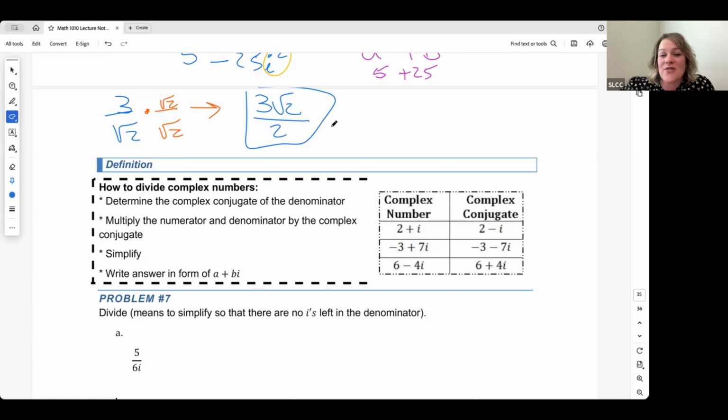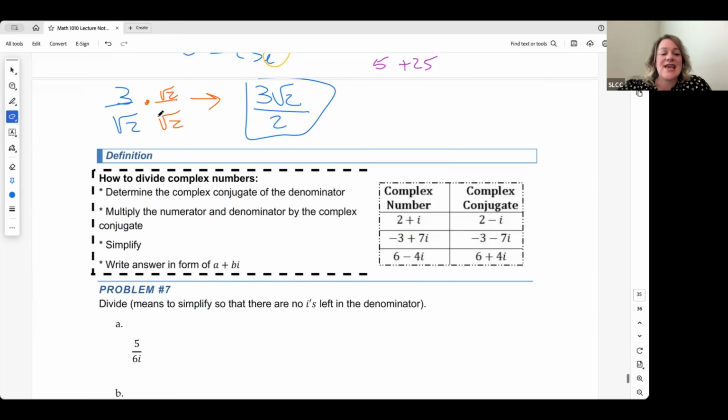That's the same kind of idea when we're thinking about dividing complex numbers. So it's not a process like long division or something we've thought about before with whole numbers. It's more like the process of rationalizing that denominator. How do I do that? In this case, I just multiplied by root 2.